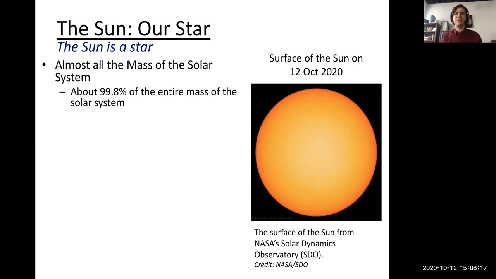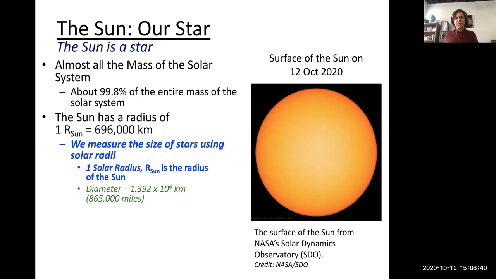99.8% of the entire mass of the solar system is in the star, which means that stars are much, much, much, much, much bigger than all the planets. Just 0.2% for everything else. And out of that 0.2%, 0.1% of it is Jupiter, leaving 0.1% for everything that's not the sun or Jupiter.